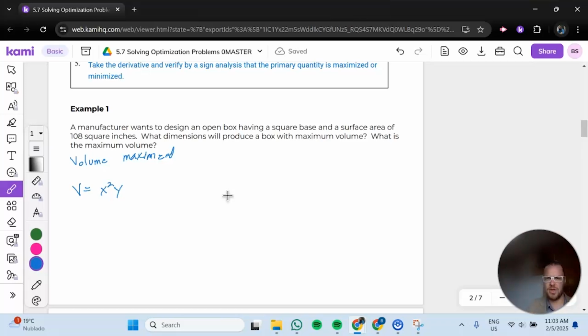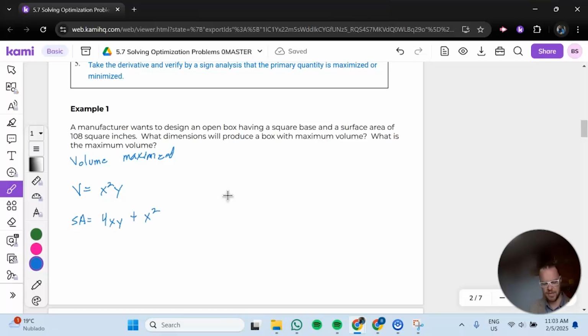Now, the issue there is that we know that we have a surface area of 108 square inches, and we don't want to change that. So we're also going to need to use that secondary equation. This is where our surface area is going to be equal to, is it an open box? Yeah, open box. So we don't have a top on it. So we're going to have four sides that are xy, plus we're going to have the bottom. We don't need a 2 here because it's an open box.